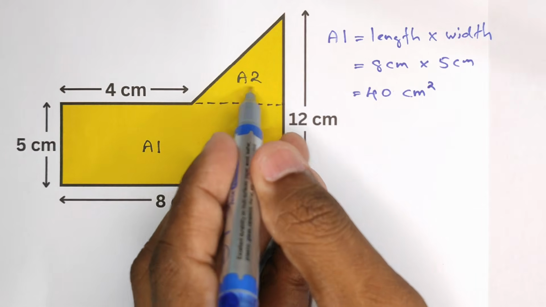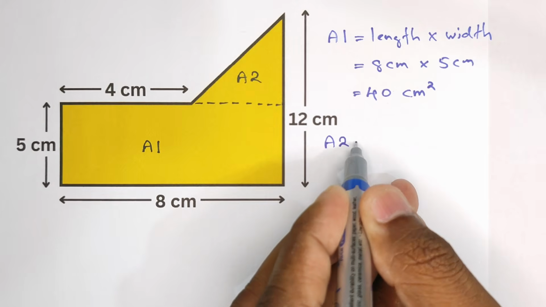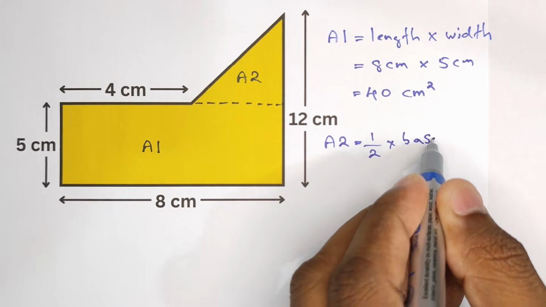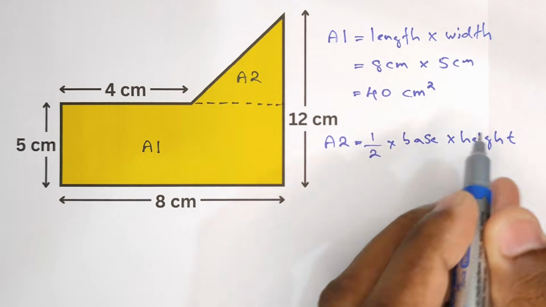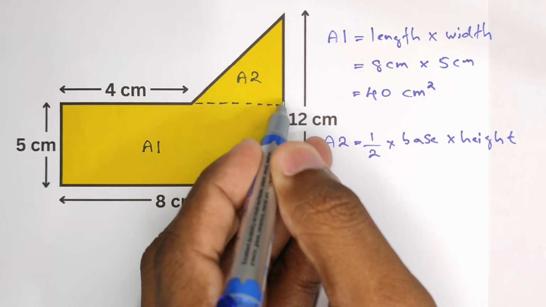Now let's move on to the triangle A2. We know that the area of a triangle is 1/2 times base times height. In this triangle, this side represents the base and this side represents the height.